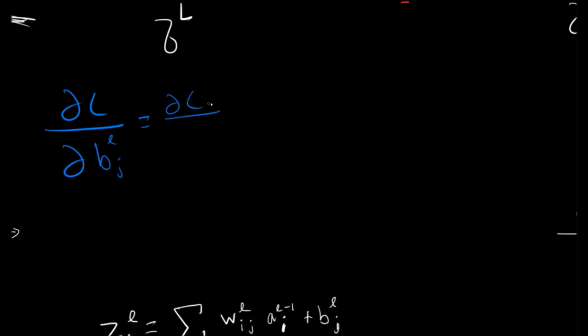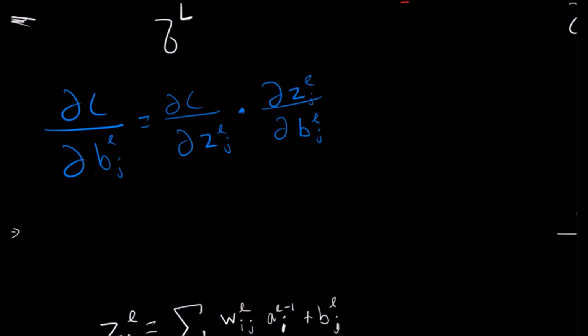So we're going to use the chain rule again. It's going to be how the cost changes with respect to z^L_j, and then times z^L_j with respect to b^L_j. Notice anything, by the way? Sorry, not weight ij, I'm getting a little confused, b^L_j.